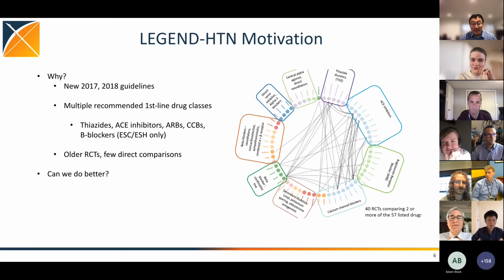The motivation behind the LEGEND hypertension study was that there were new guidelines released for hypertension in about 2017 and 2018. In 2017, the ACC/AHA came out with new guidelines, and in 2018, the European Society of Cardiology followed. However, across both these guidelines, there were multiple recommended first-line drug classes, a total of 5 drug classes spanning about 29 individual drugs. And as you can see on the figure on the right, the literature that powered these guidelines was still quite sparse in terms of direct head-to-head comparisons, with a lot of these being based on older RCTs that were done many decades ago.